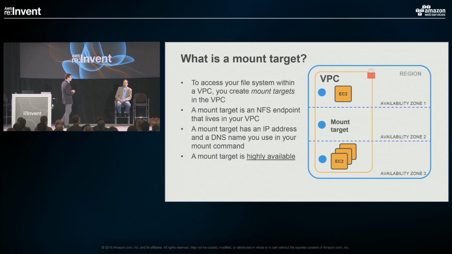Another definition is a mount target. So you access your file systems from within a VPC, from instances that are in a VPC. And in order to do that, you create these endpoints, which we call mount targets, in each AZ within a VPC, from which you want to access an EFS file system. And what this mount target does is it provides an IP address and it provides a DNS name that you use when you're mounting your file system. And mount targets are designed to be highly available.